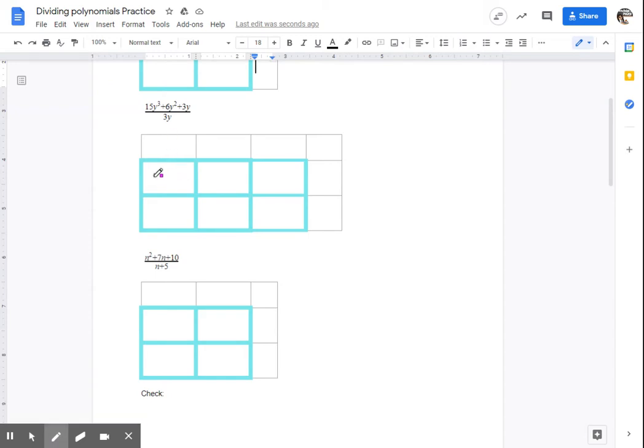Right here we would put 15y^3 plus 6y^2 plus 3y, and we're dividing it by 3y.